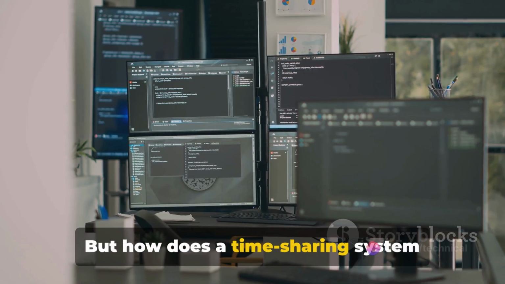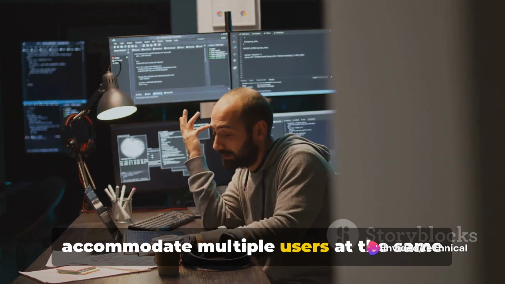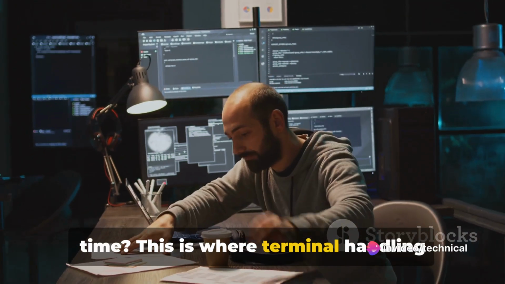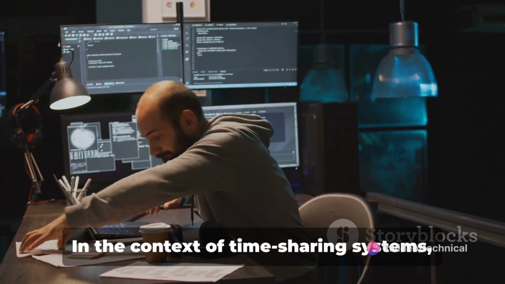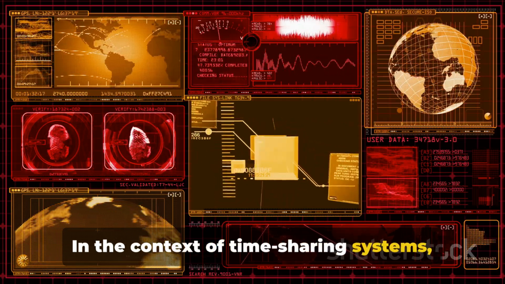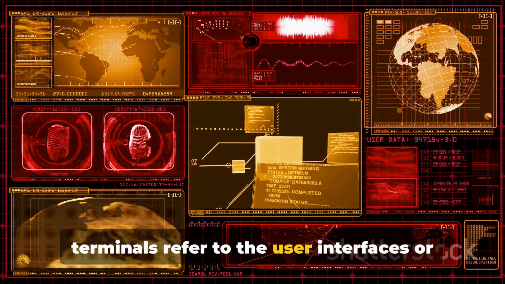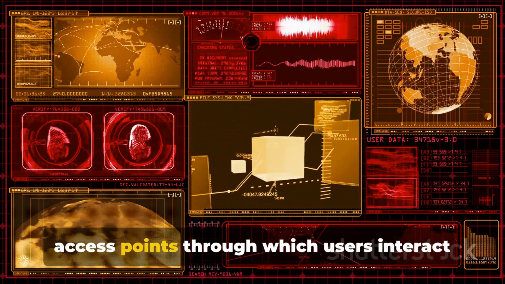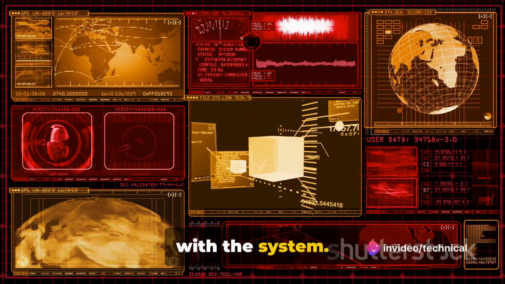But how does a time-sharing system accommodate multiple users at the same time? This is where terminal handling comes into play. In the context of time-sharing systems, terminals refer to the user interfaces or access points through which users interact with the system.